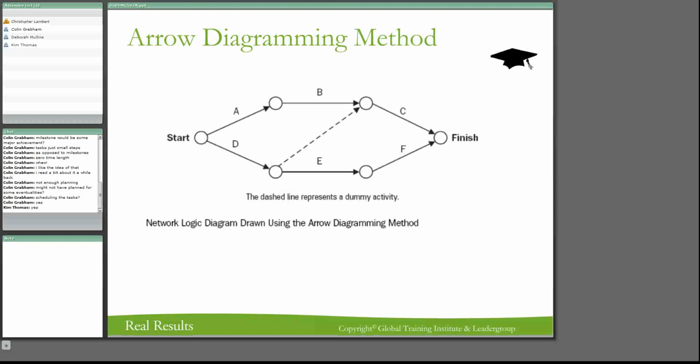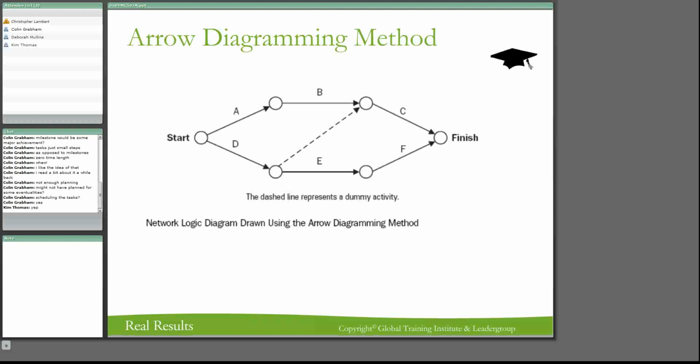Okay, let's look at C. C is dependent upon the activity D and upon activity B. Now, what were you saying? Where would the line go? Well, if that dummy line wasn't there, you'd simply be able to have that node between B and C the same one as between D and E. Just have it as one point.